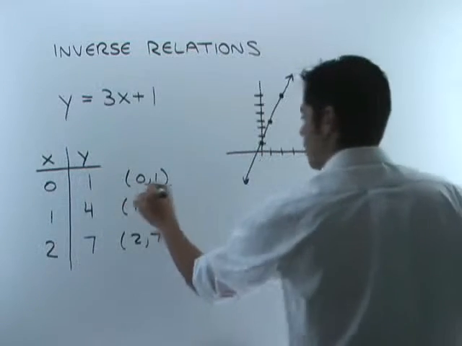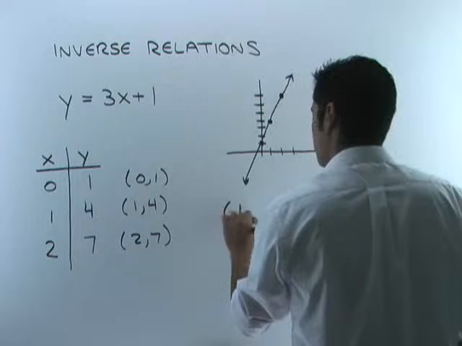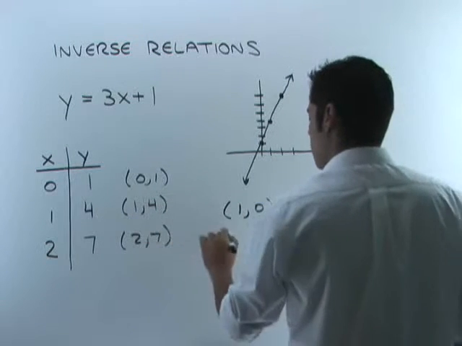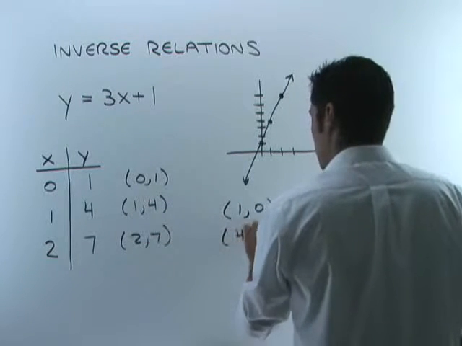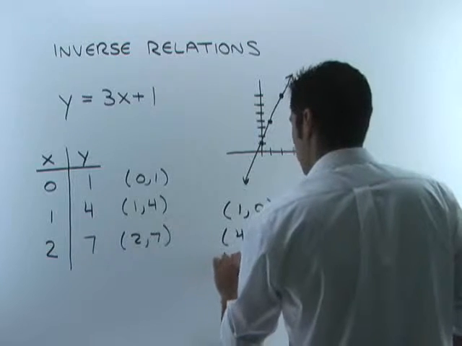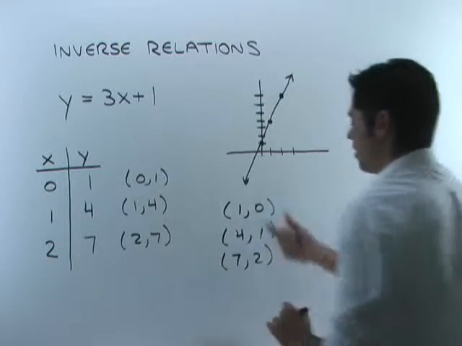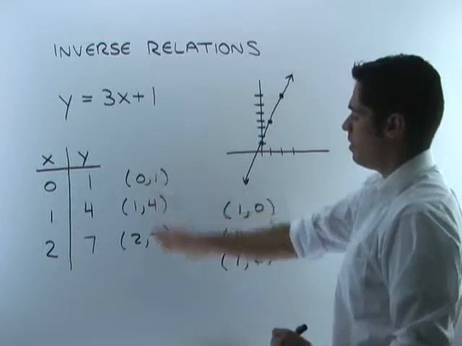So instead of having (0, 1), we would have (1, 0). Instead of having (1, 4), we would have (4, 1). And instead of having (2, 7), we'd have (7, 2). Now this is the inverse relationship of these points.